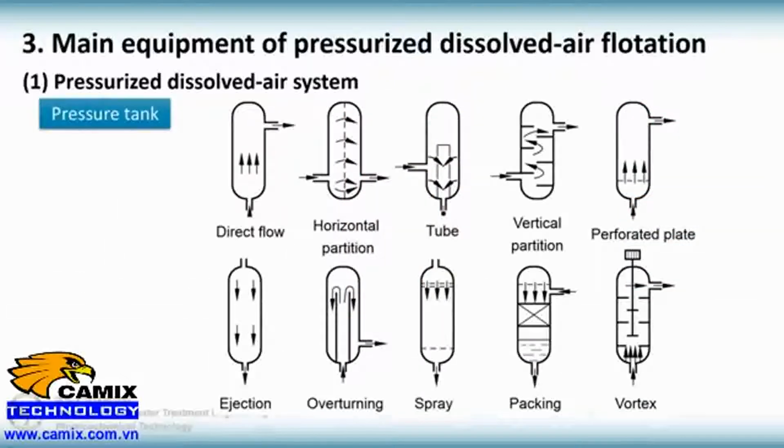To enhance the contact of water and air, several kinds of air drum are developed, like plate, tube, ejection, overturning, packing styles. The main purpose of these structures is to update the interface between liquid and gas continuously and improve the dissolution of air in water. Second, the air release device.